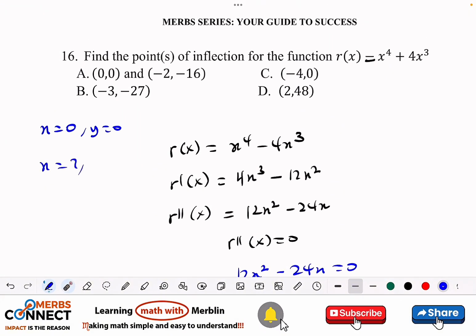Then when x is equal to 2, plug in 2 here. 2 to the power 4 is going to give us, I think, 16. And then 2 to the power 3 is going to give us 8. 8 times 4 is going to give us, I think, 32. And when I add this one, I'm going to have 48. Is it going to give me 48?